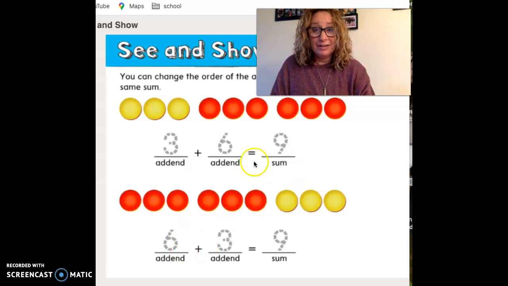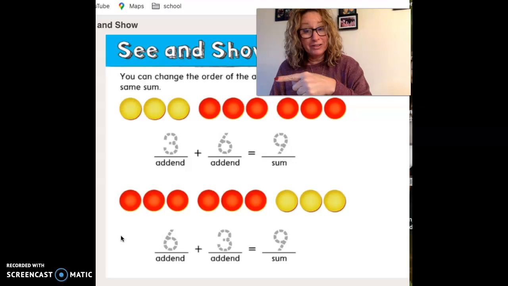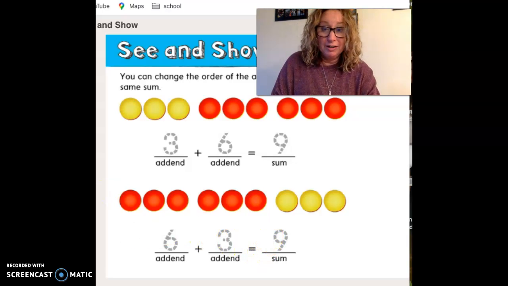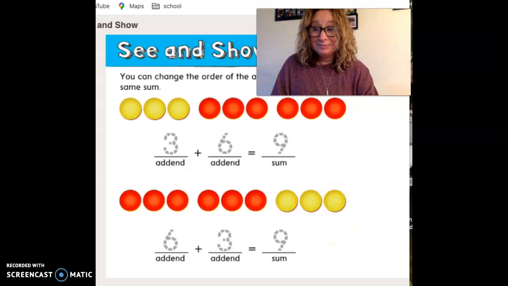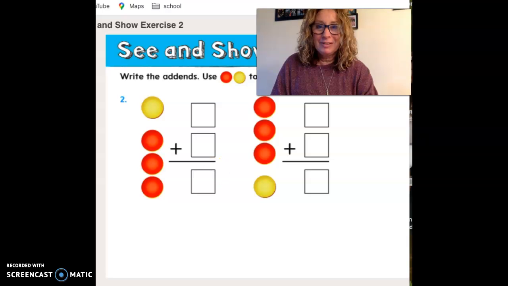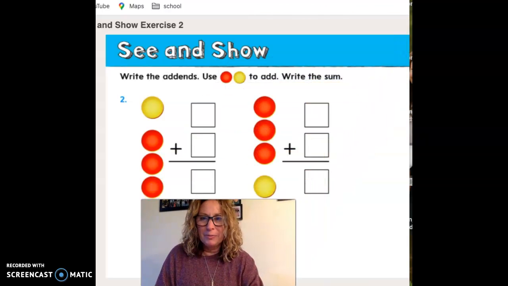Let's look. Here we put the 6 first and then added the 3. I know this is 6. Now we're going to add on the 3, 7, 8, 9. We get the same sum. Let's try this one now.